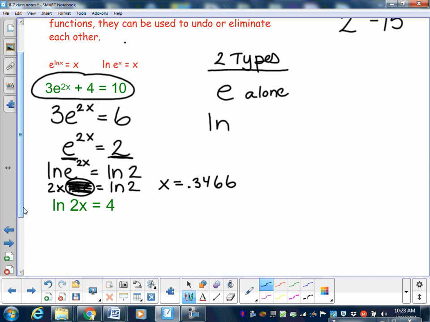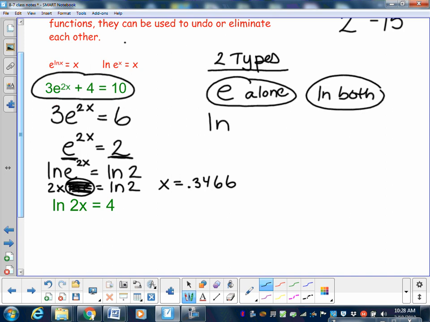I'm going to do 4 of these, so hopefully you understand that. There's only 2 types of problems at the end of the test. Either you get e alone, and then after you get e alone, you need to ln both sides. Does that make sense? Get e alone, and then after you get e alone, you ln both sides. Everybody got how to do the e problems.